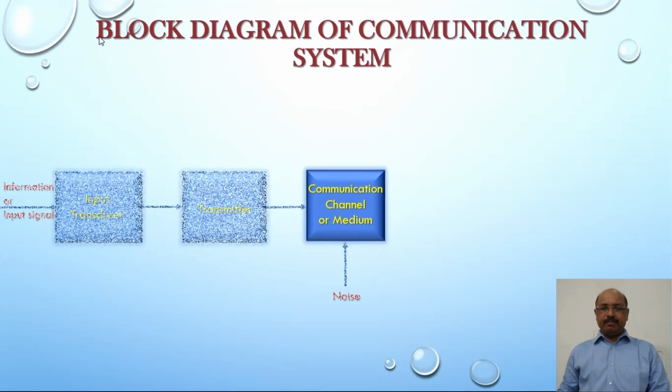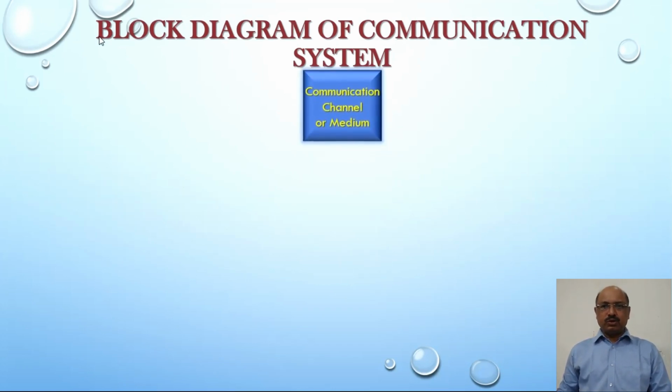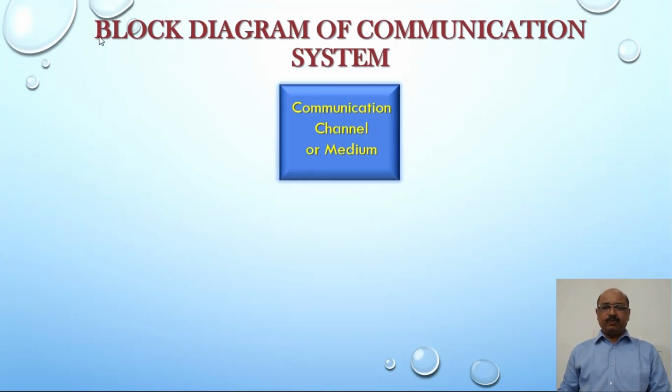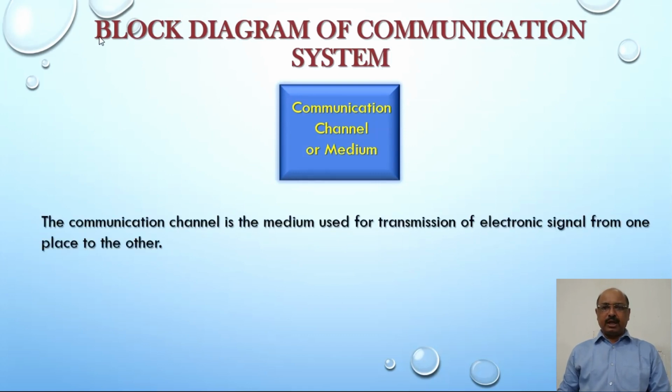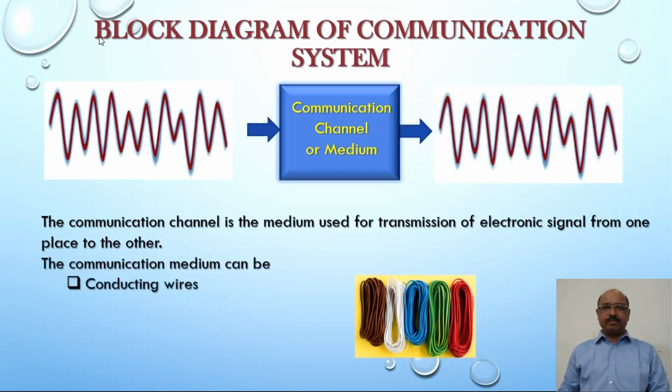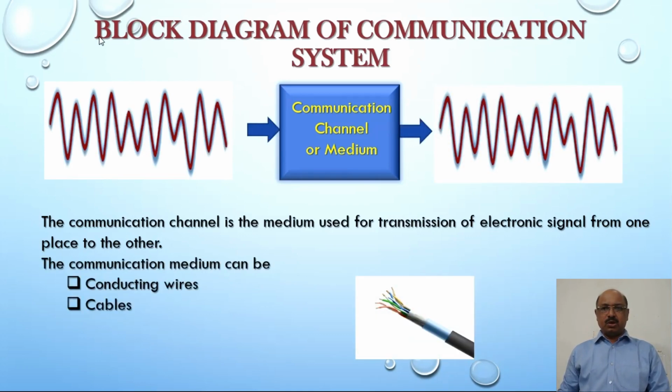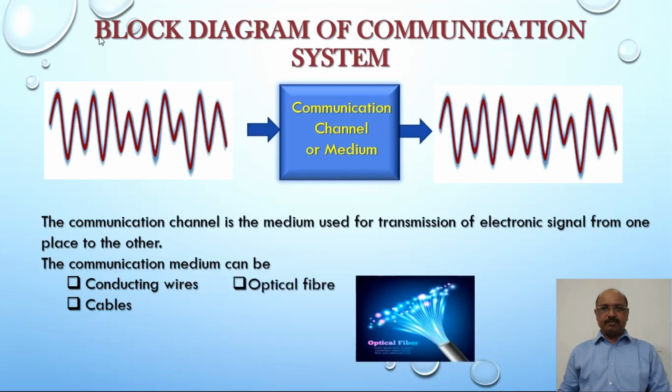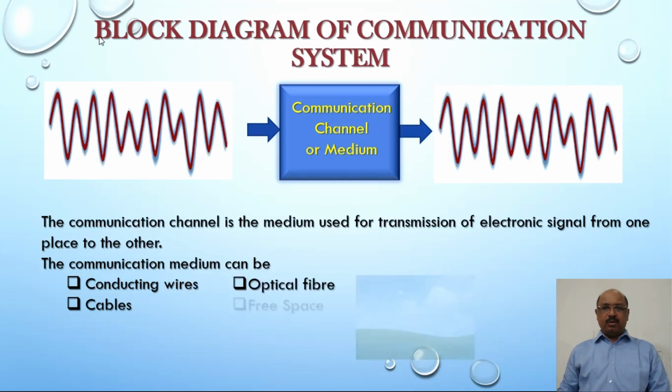The next block is the communication channel. It is the medium used for transmission of electronic signals from one place to another. The communication medium can be conducting wire, cables, optical fibers, and free space.